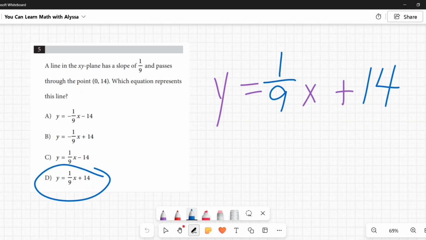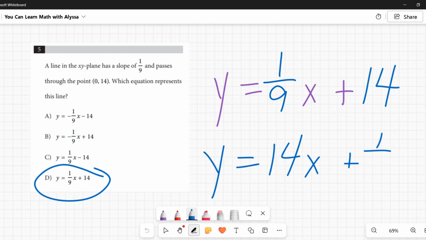A lot of times they do. A lot of times they provide decoy answers, answers that are trying to pull you down a different path. Before I looked at the answers, I would have expected one of them to be like y equals 14x plus 1/9, switching that slope and y-intercept to try to get you to go the wrong way. But that's not what they did.